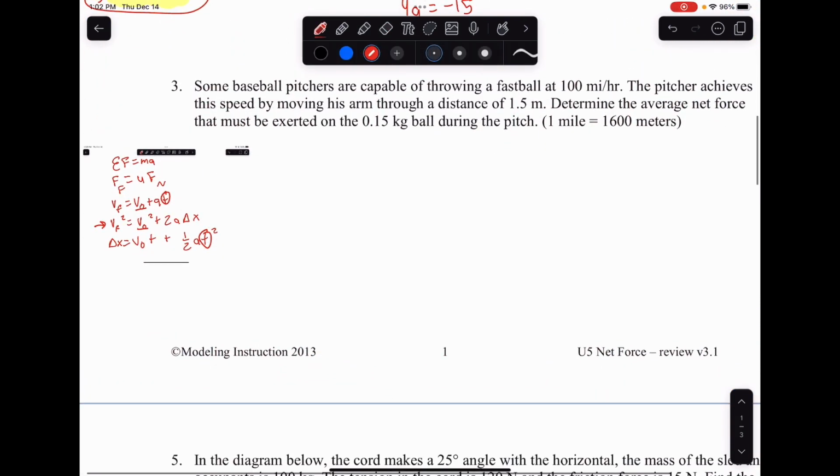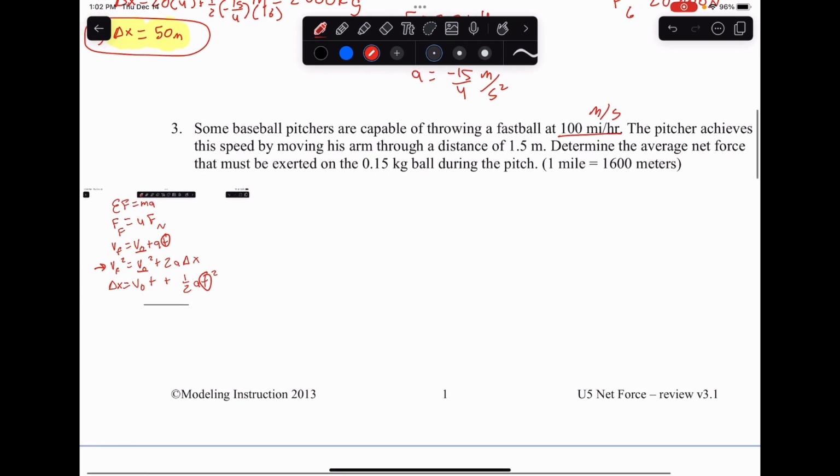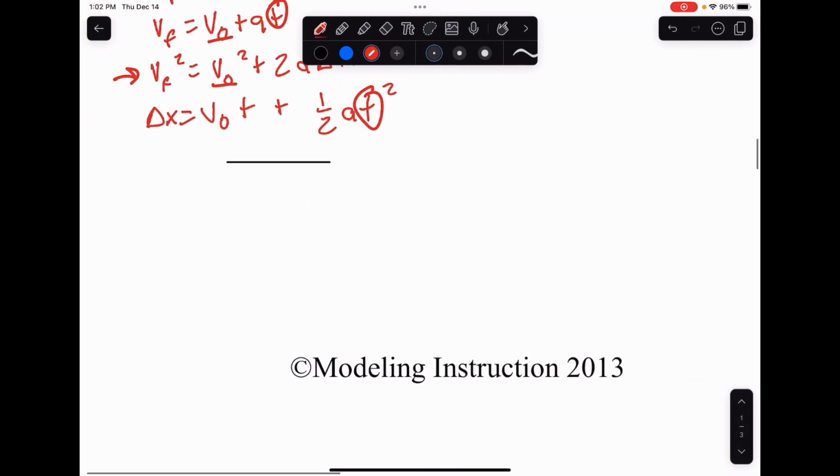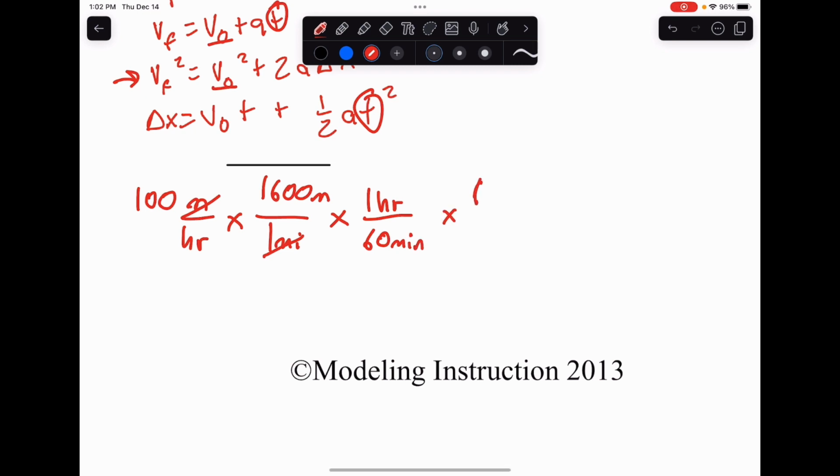We're back. Some baseball pitchers are capable of throwing a fastball at 100 miles an hour. So we got to make that into meters per second. So let's just do that now. We'll do it over here. So 100 miles an hour times 1 mile over 1,600 meters times 1 hour over 60 minutes times 1 minute over 60 seconds.